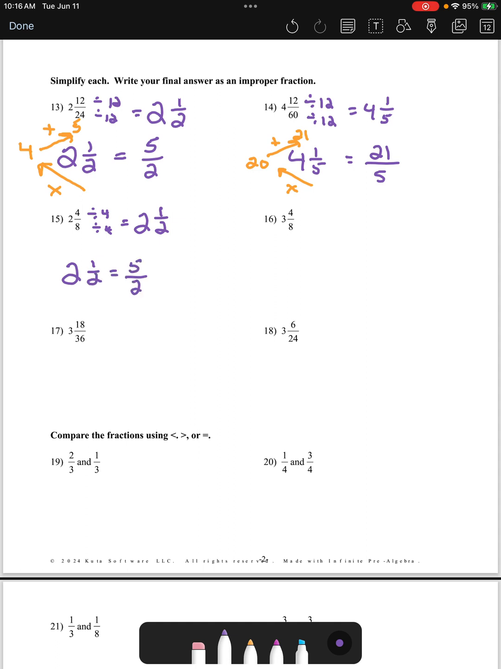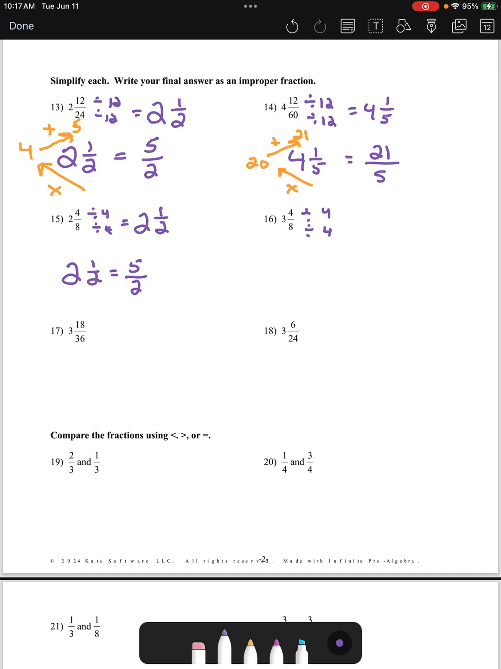And number 15, 4 and 8 can both divide by 4 to give us 2 and 1/2. And from the previous problem, number 13, we already know that 2 1/2 is 5/2. I invite you to pause and give 16 to 18 a try.